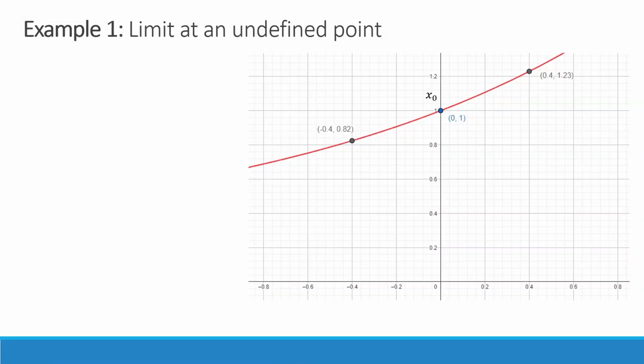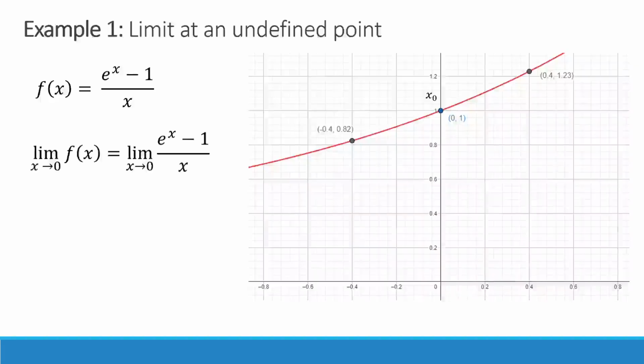In this example, we're going to be looking at this function, e to the x minus 1 over x, and taking the limit of the function at x equals 0. Notice that this function is not technically defined at x equals 0, since we would be dividing by 0, but we can give it a value using limits.